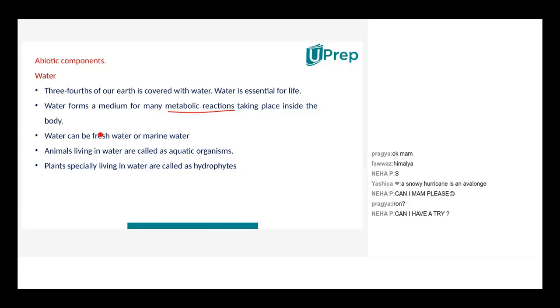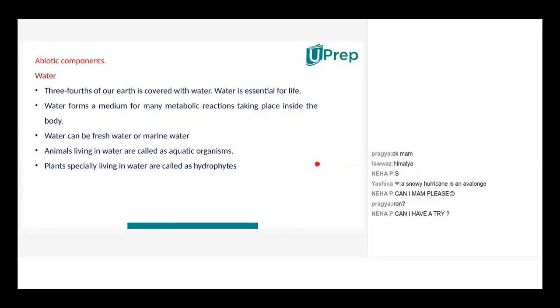So there are so many metabolic reactions. For example, the urinary system. The basis of that is water. So that's what they're saying. Metabolic reactions means lots of changes. Even in plants, photosynthesis itself happens only because there's water. So water is the necessary basic thing for many metabolic reactions. Now have you got it, Yashika?